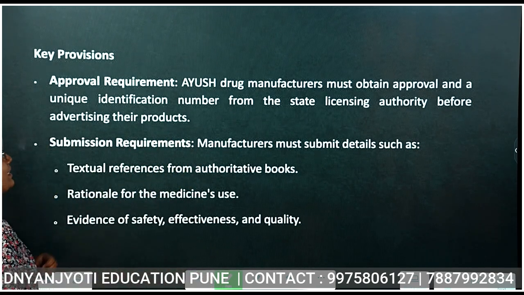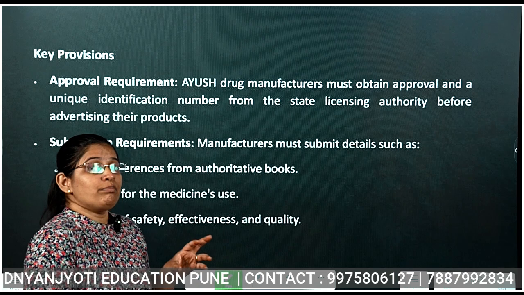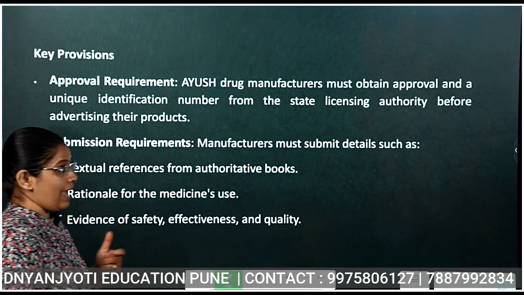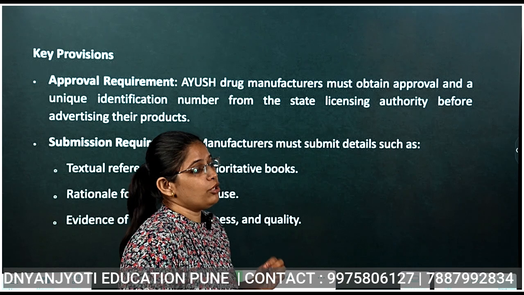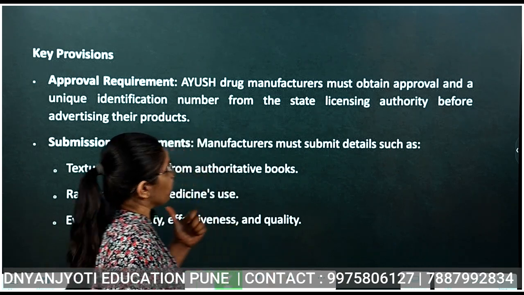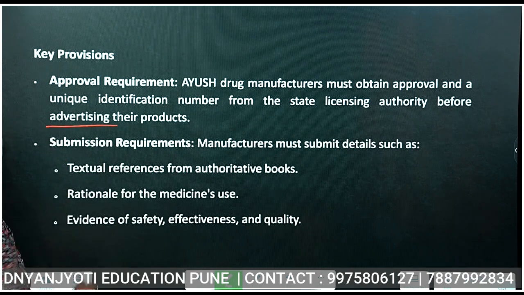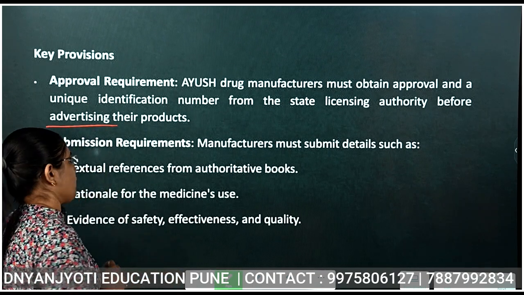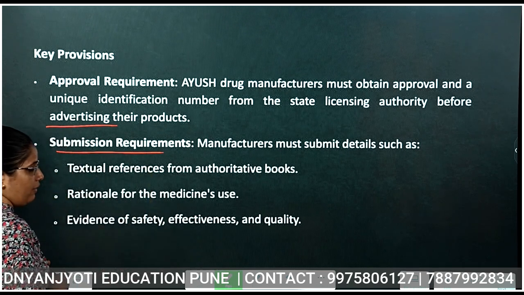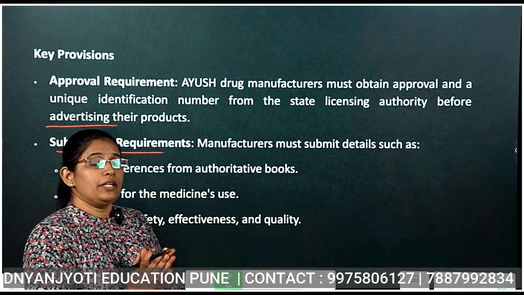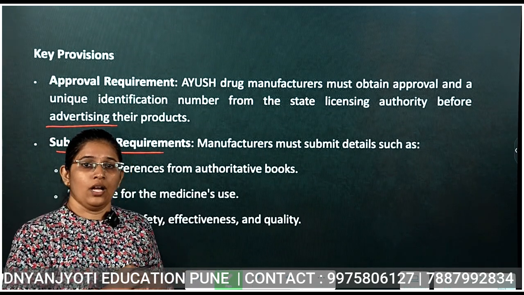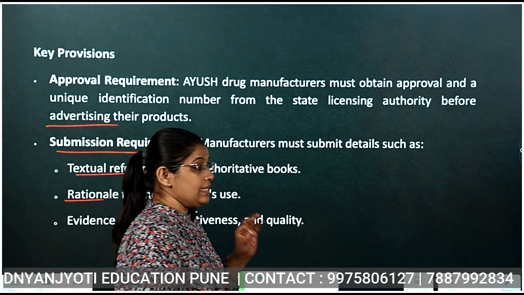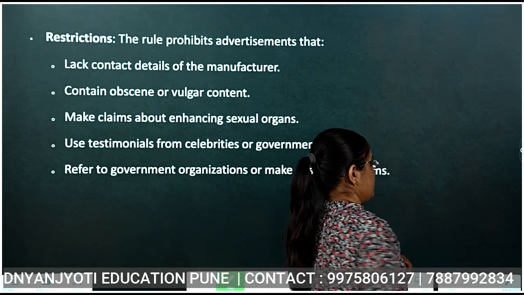Now this rule is important because it is related to the approval requirement. Any medicine or drug manufacturer is required to have its licenses certified and approved under Rule 170. After that, the licensing authority can release the advertisement related to that product. Next is the submission requirement. The manufacturer of Ayush products should submit certain details, the rationale of the medicines, and evidence of the safety of those medicines.